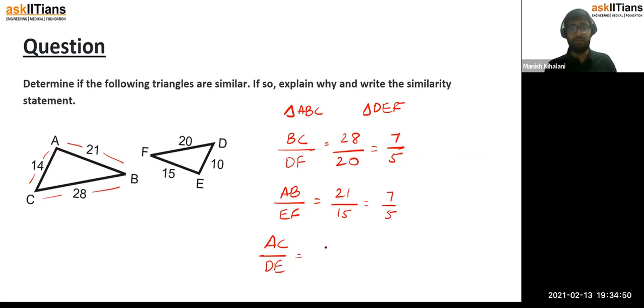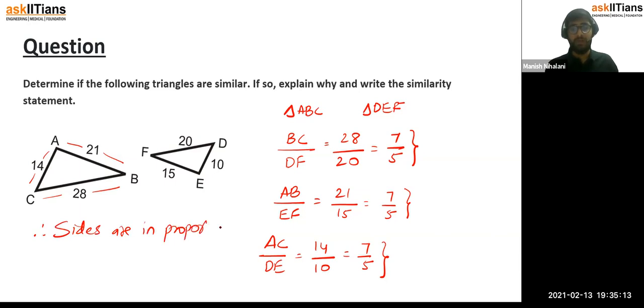So AC is 14 and DE is 10. If you just use the table of 2, we can clearly see that BC by DF is equal to AB by EF is equal to AC by DE. That is, we can conclude therefore the sides are in proportion, right? The sides are in proportion. So in that case we would say that the triangles are similar by SSS test.